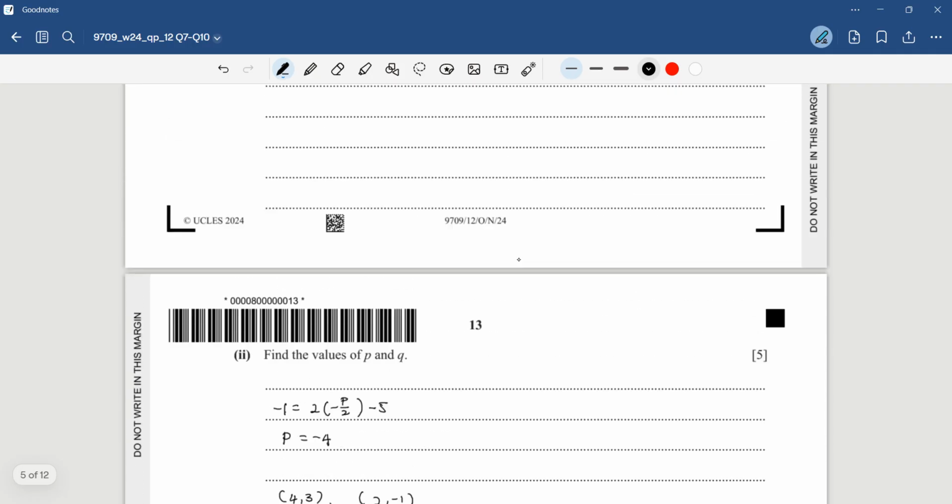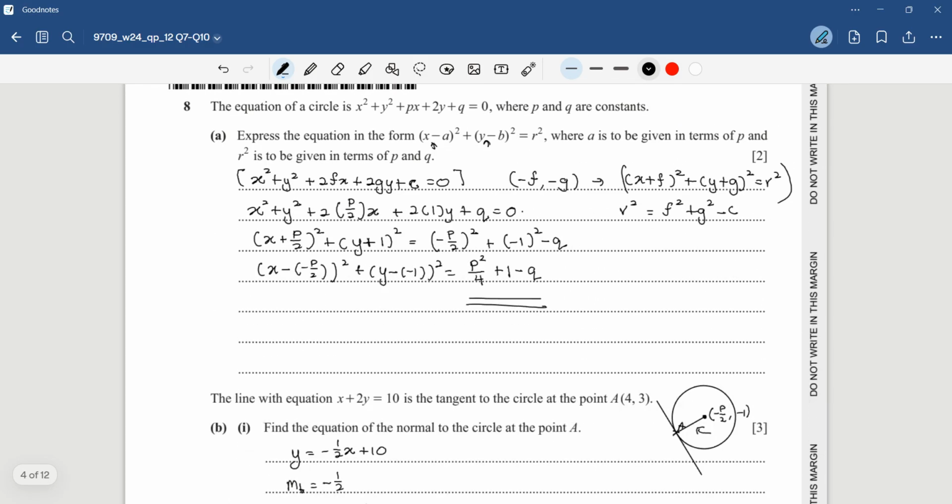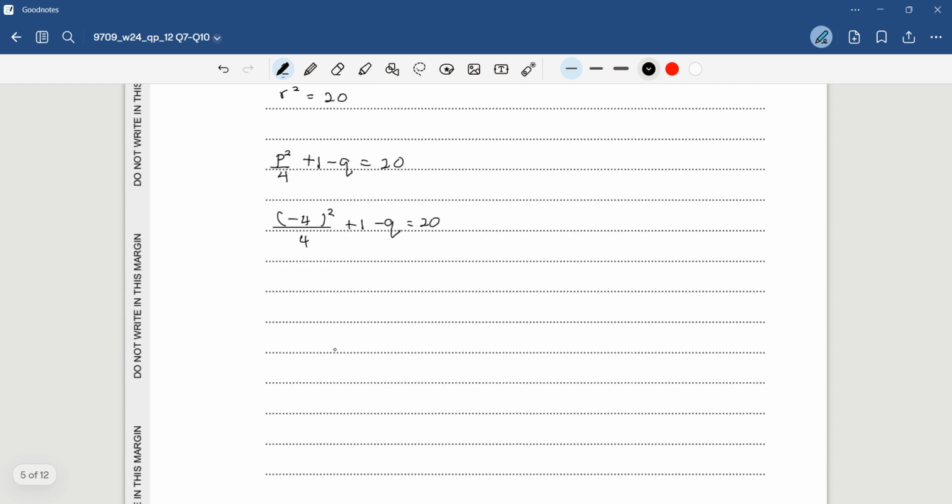So from the equation just now, this is my r square. So p square over 4 plus 1 minus q equivalent to 20, where my p is negative 4. So negative 4 square over 4 plus 1 minus q equal to 20. Therefore, you can find your q is equivalent to negative 15. So your final answer, p equal to negative 4, q equal to negative 15. That's it.